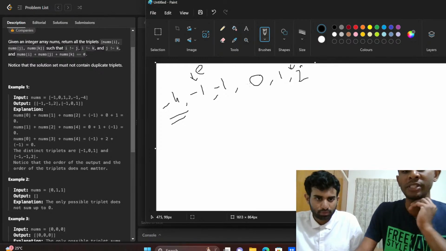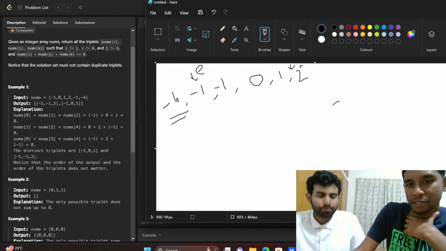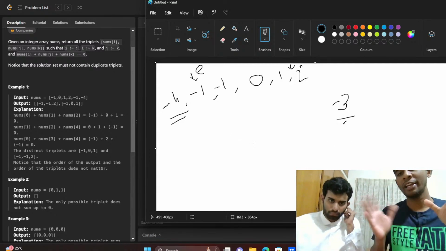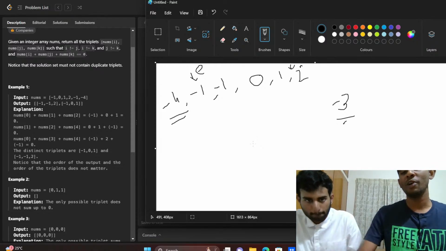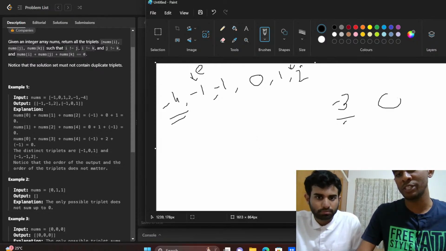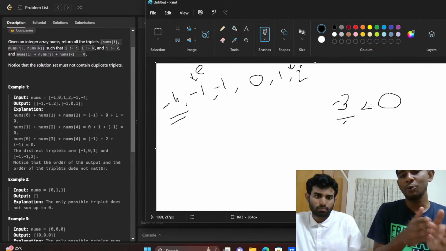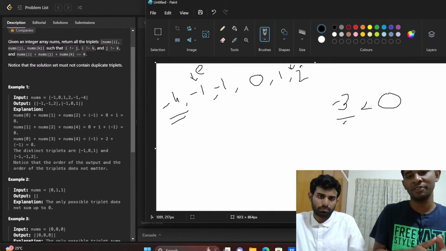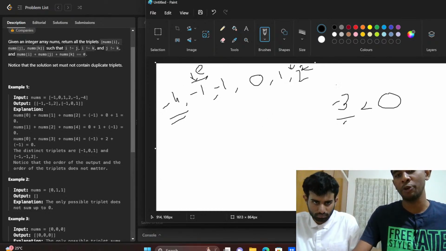So let's see how we would do this. Here I have minus 4, minus 1, and 2. So what is the total sum? Minus 5 and 2, that is minus 3. Now I'll use some intuition. We have to move the left pointer or the right pointer. Now I have minus 3, but I'm trying to get to 0. Should I move my left pointer to the right side or should I move my right pointer to the left side? So should I increment my left pointer or should I decrement my right pointer?